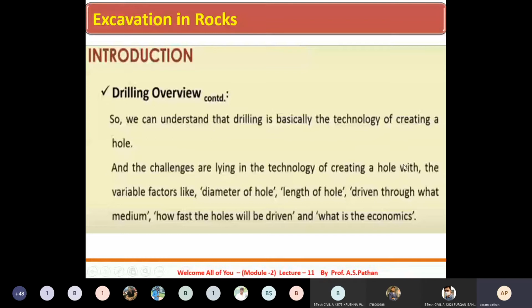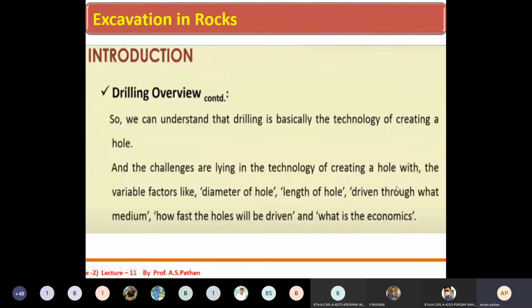In the case of a tunnel, the hole is larger. But in the case of rock excavation, suppose we require rock material for making a basement, then we require smaller holes to blast these particular working faces. So the hole may be bigger or smaller, but we have to use modern technology to create a hole.